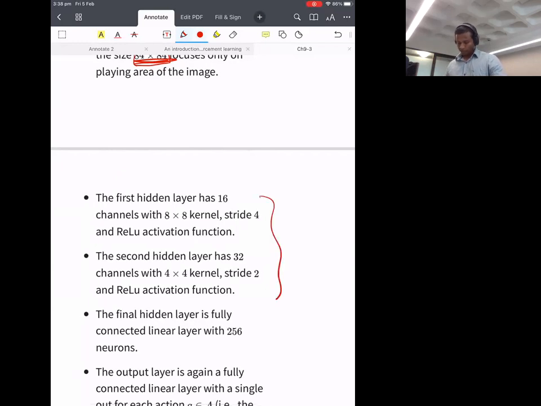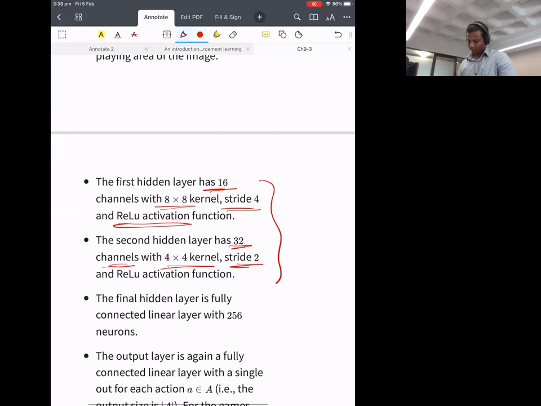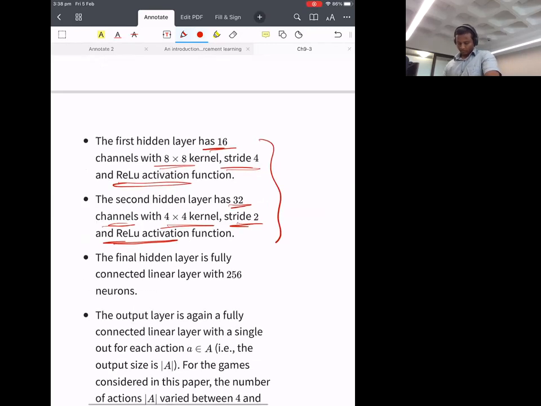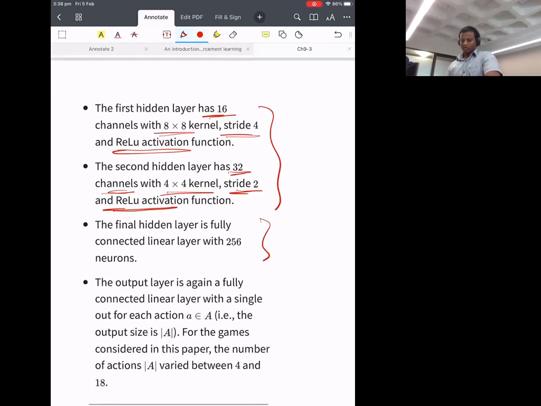There are two convolution layers. The first layer has 16 channels, 8x8 kernel, stride 4. They didn't mention what the padding is. I'm assuming it's zero probably, maybe it doesn't matter. And a ReLU activation just like us. The second hidden layer is also a convolution layer, 32 channels, 4x4 kernel, and stride 2. Again, it's a ReLU activation. Then you have one fully connected layer with 256 neurons.